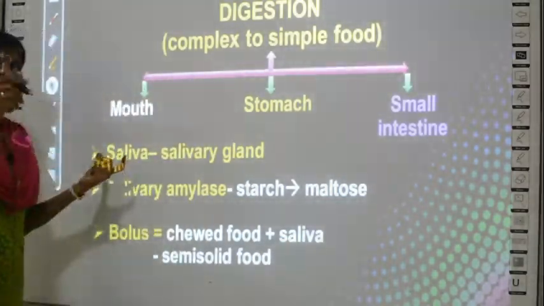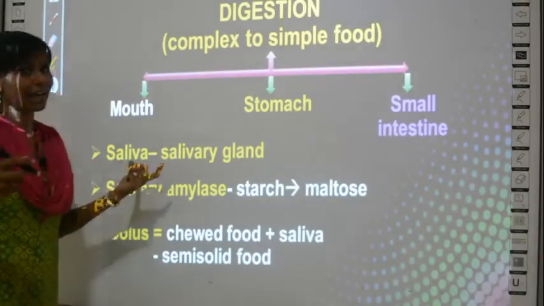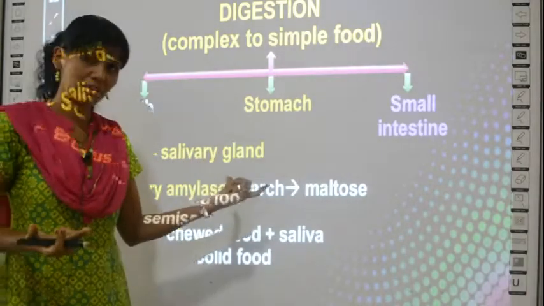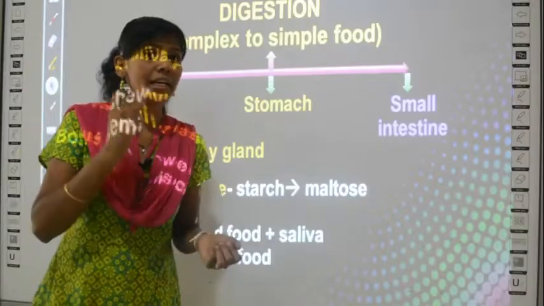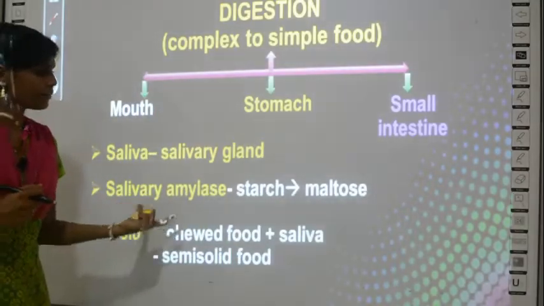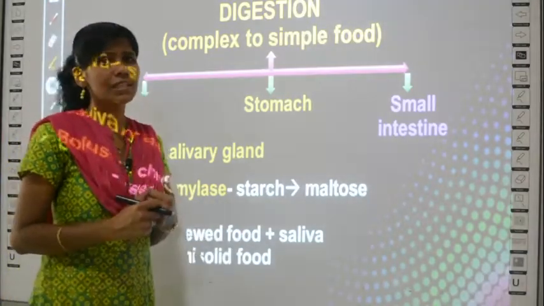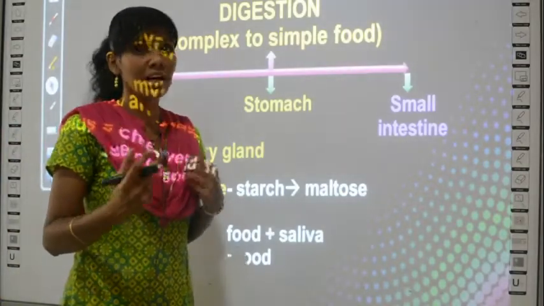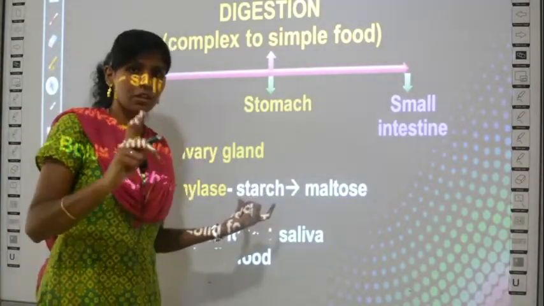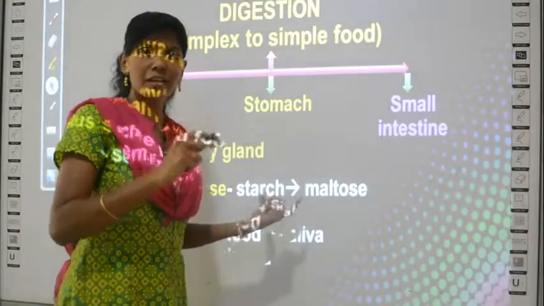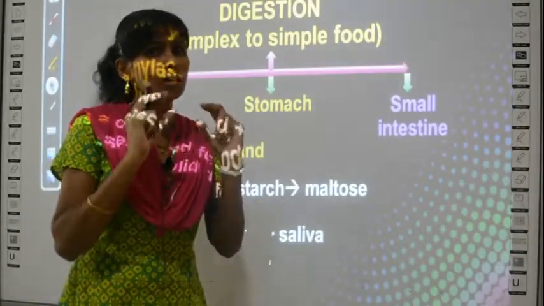Okay, so your mouth has saliva. Where does that saliva come from? From the salivary glands. What does it have? It has an enzyme called salivary amylase. What is the function of salivary amylase? It can break any carbohydrate. The example is given in your textbook as breaking starch to give smaller particles of sugar.